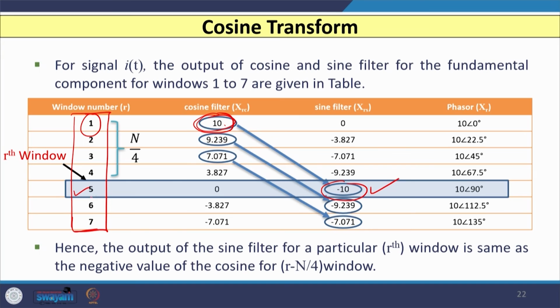Similarly, if you consider the 6th window, then 6 minus 4 comes out to be 2. So, whatever value is available for the cosine filter, you can have the sine filter value with only a negative sign. In the same way, when you consider the 7th window, 7 minus 4 comes out to be 3rd. So, the same value of the cosine filter you consider for the sine filter with only a negative sign. Hence, we can say that the output of the sine filter for any rth window is the negative value of the cosine filter for the r minus n by 4th window.